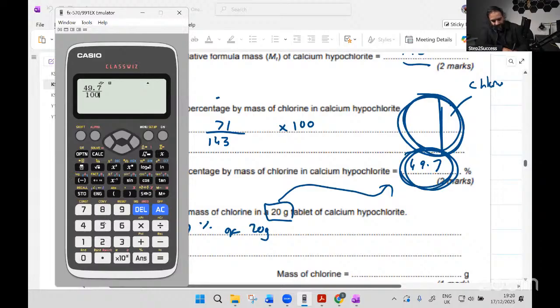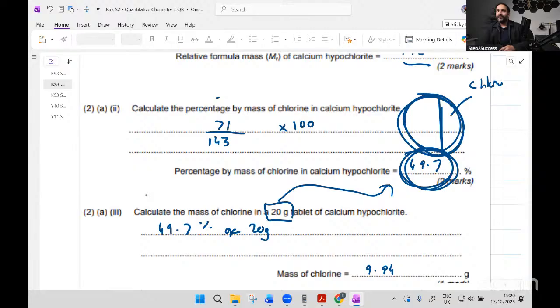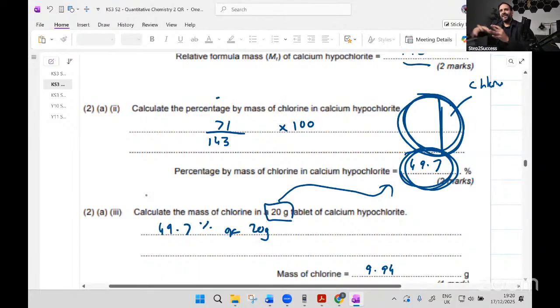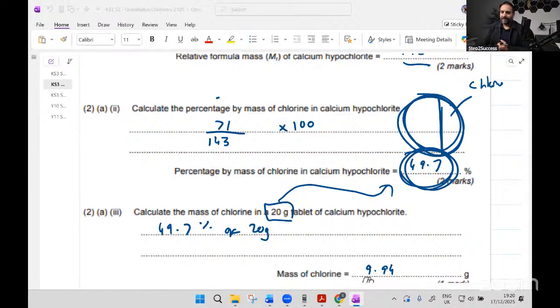49.7% means out of 100, times 20. So it's going to be about 10, isn't it? Because it's roughly 50%. 9.94. That would be the answer. So really, what you did in part A, part 2 is worked out in any of these tablets, or any amount, how much is chlorine? 49.7%. Now we're saying this is how much we've got. So it is 49.7% of this much.